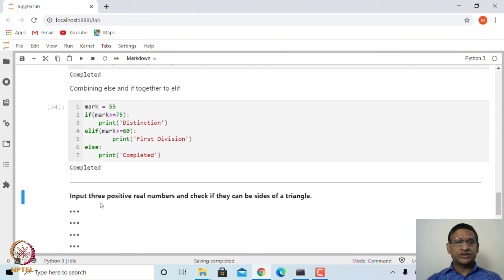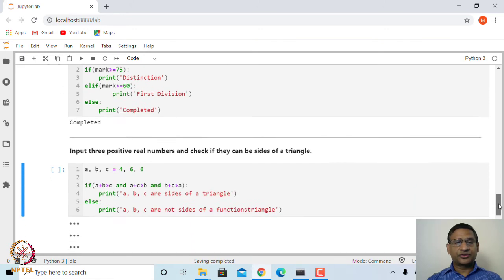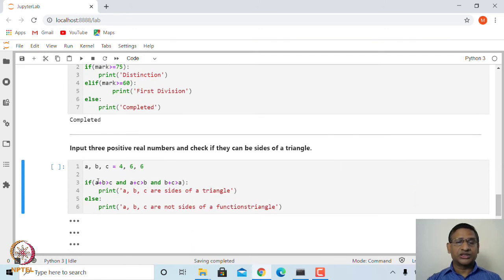Now, for example, suppose we input 3 positive real numbers a, b, c, and want to check whether they form a triangle. We know the conditions on a, b, c under which they are sides of a triangle, namely the sum of any two sides should be bigger than the third side. So, how do we do that? In this case we need to have more than one condition.